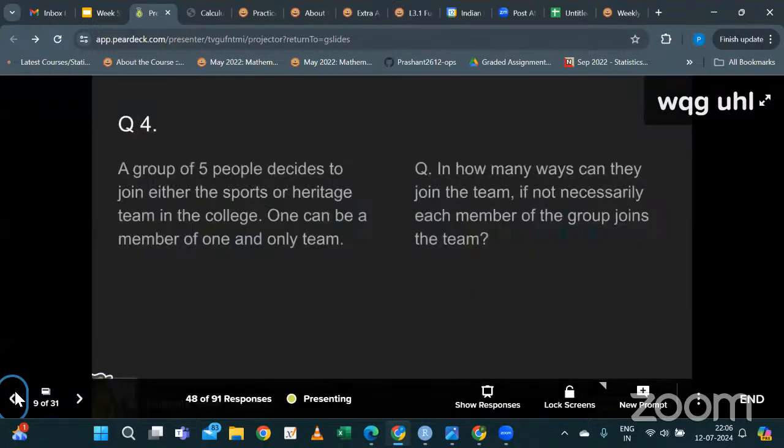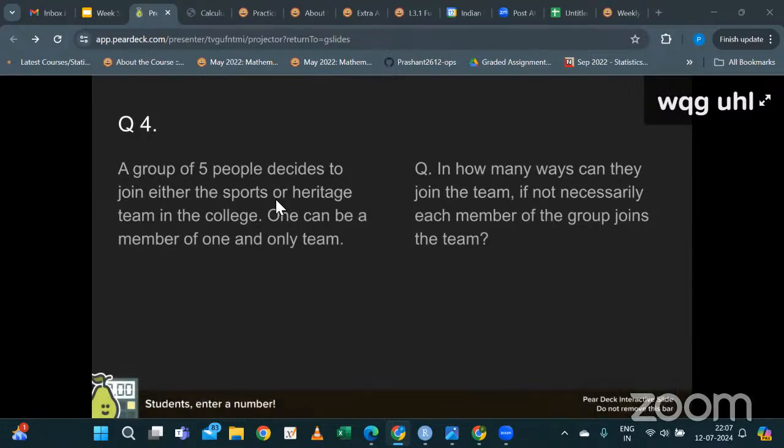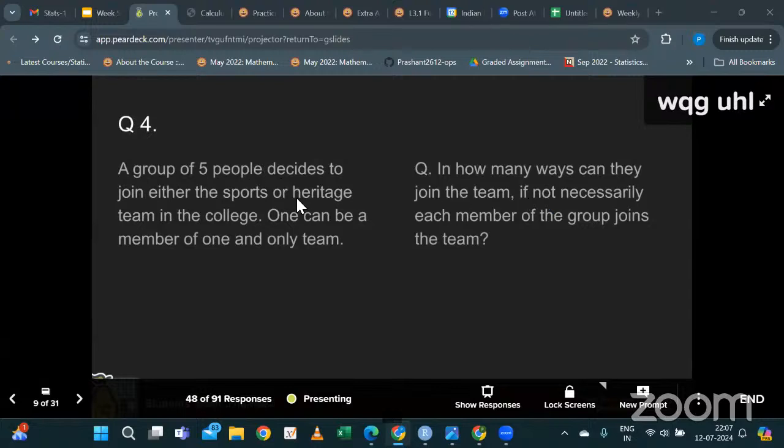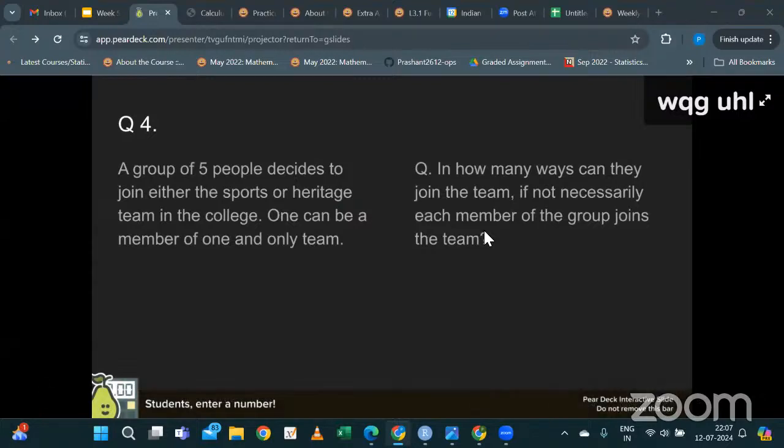Yeah, please. So here, how do we approach these? The way I was trying to do it, first of all, I was not sure that a person can also choose not to be in a team. That was not clear to me from the words. It's clearly written. See, there are two options: either he can be in the sport group or the heritage group, right? If you read the statement, not necessarily each member of the group joins the team. There is no compulsion to join the group. He can deny also. So all 5 of the people can also say, I don't want to be in the team.